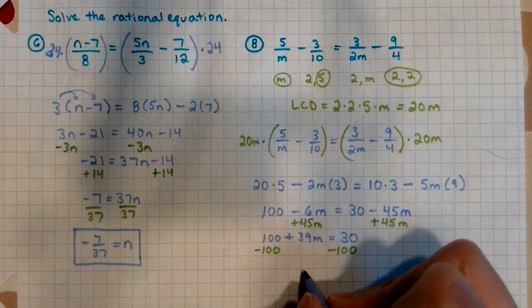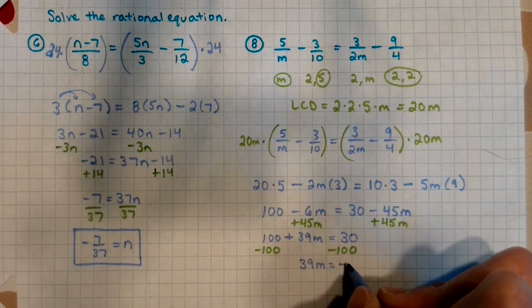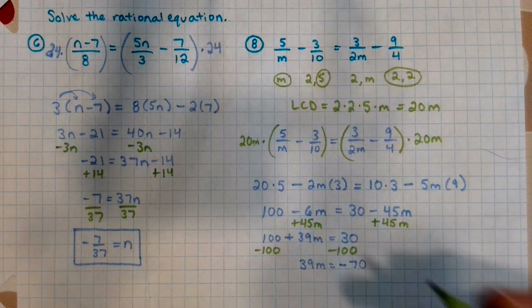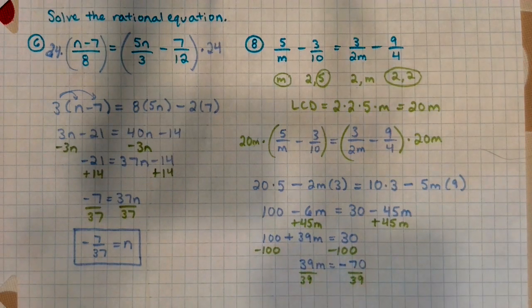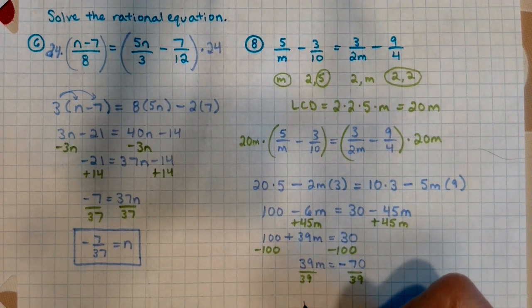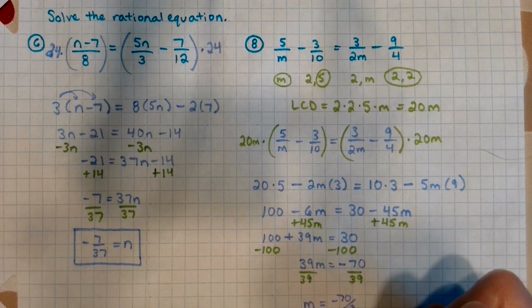So we'll have 39m equals negative 70. And then the last step is to divide by 39. And so we end up with m equals negative 70 over 39.